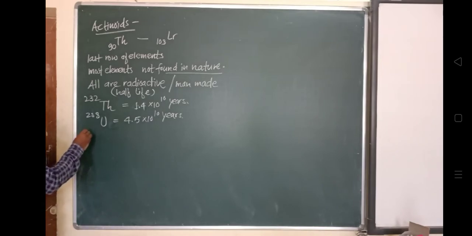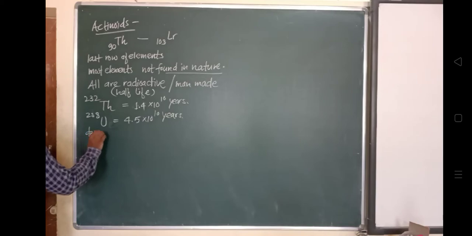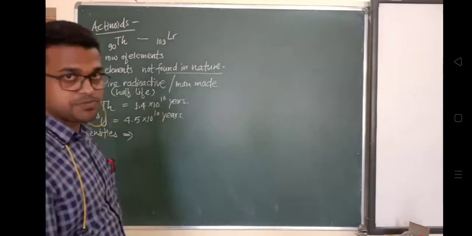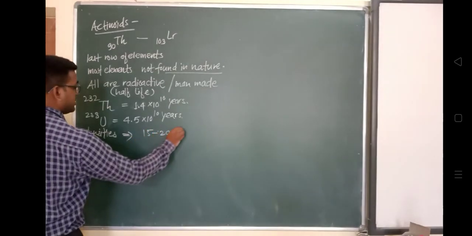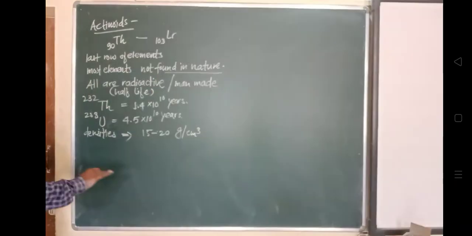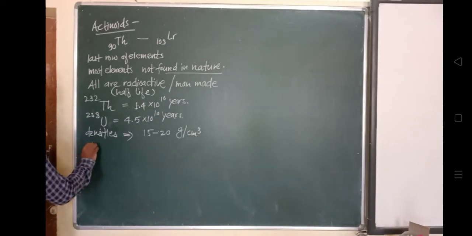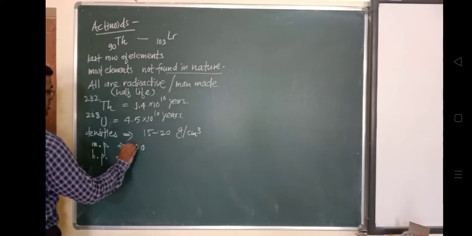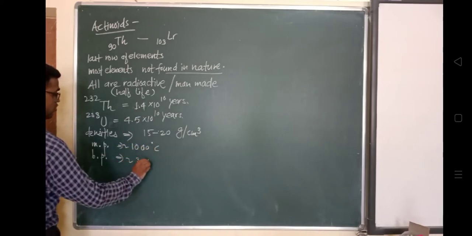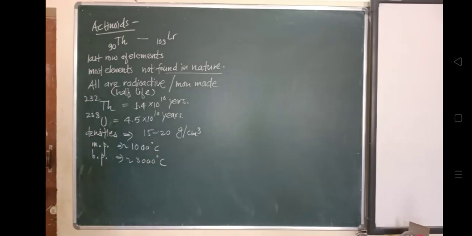These elements have high densities. We have seen that the density of lanthanoids was around 7 grams per centimeter cube, but here the density varies and is high, around 5 to 20 grams per centimeter cube. They have high melting points, near about 1000 degrees Celsius, and their boiling points are very high, in the range of 3000 degrees Celsius.